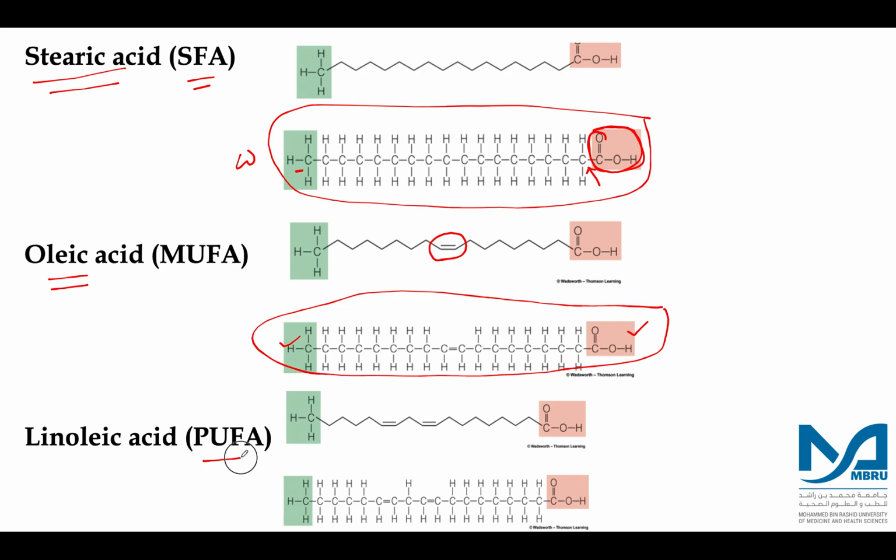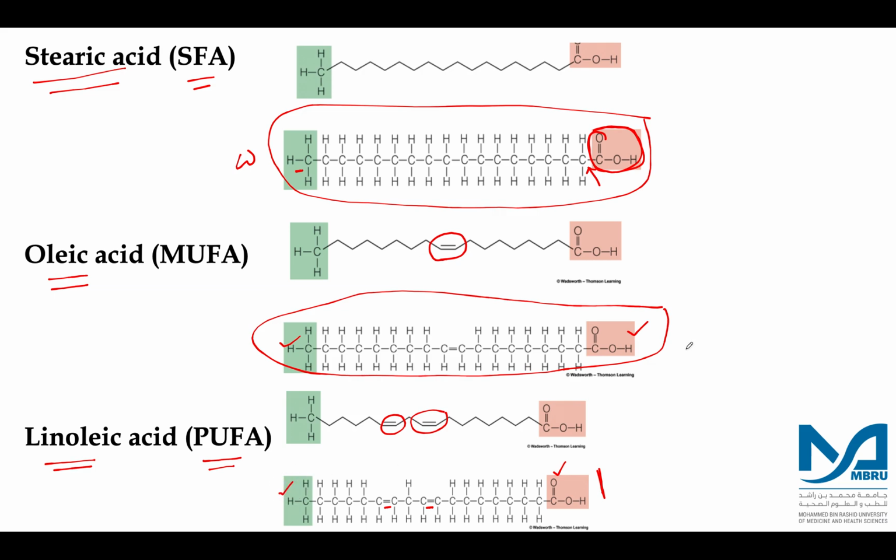Then we have polyunsaturated fatty acid. That means I will have more than one carbon-carbon double bonds. An example of such a fatty acid is linoleic acid. And if you see linoleic acid, there are two double bonds. This is better explained in the molecular architecture of linoleic acid. You can see here, these are the two double bonds that are present, so more than one. So polyunsaturated fatty acid. This is the carboxylic acid functional group, and this is the methylene.